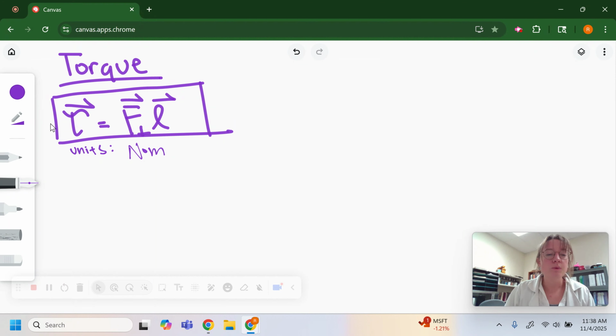Now, torque is what causes an object to spin if it's not spinning. It's what speeds up the spinning of an object that's spinning, it's what slows down the spinning of an object that is spinning, or it's what stops an object that is spinning.